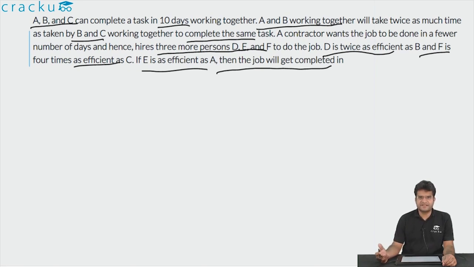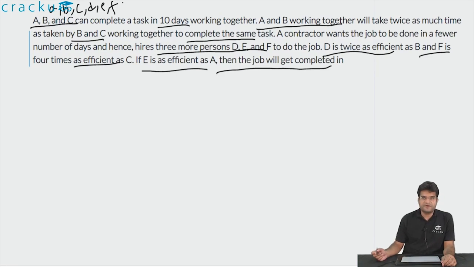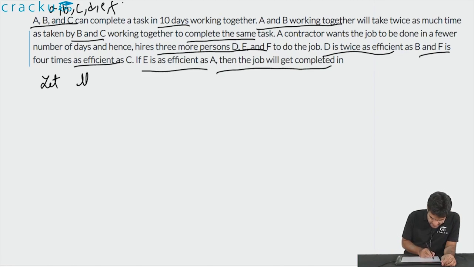Clearly this involves efficiencies of all these 6 people. So let us assume that the efficiency of each one of them is small a, small b, small c, small d, small e and small f. Now let the total work that needs to be done be equal to 100 units.